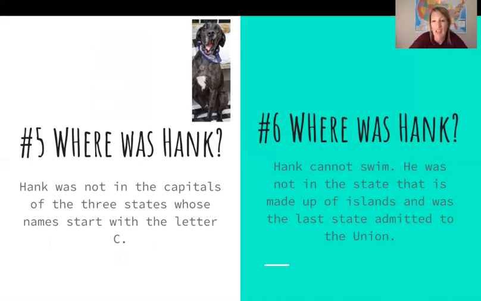Number 6, Hank cannot swim. He was not in the state that is made up of islands and was the last state admitted to the Union. So he's not a good swimmer. So he's not going to be on a state that's made up of islands because there's no way to get there. So what state is that?